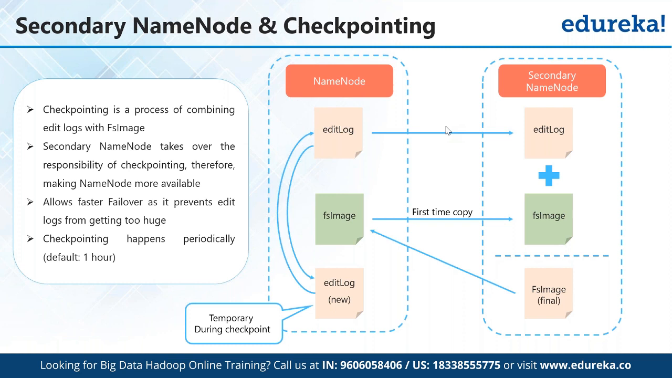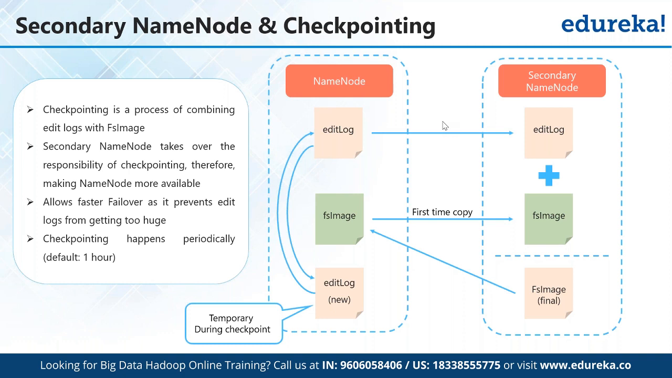So fs image is the current state of name node. Edit log is what has been changed after that state of name node. Now, if I have to find out the updated current state of name node, I have to merge these two files, fs image plus edit log. It's like x plus delta x. X is my current state of name node when the name node came up. Now after that I have done so many modifications.